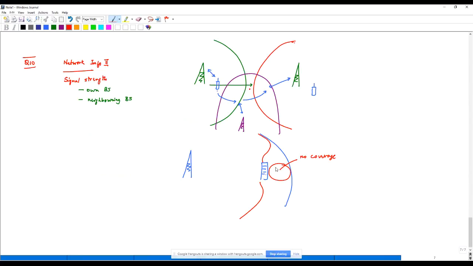So again, do download Network Info 2. Do measurements on the particular base station that you are connected to, and then if you could send us an email, we'll be happy to discuss with you. So that is an answer to the question from Harsh Sethi.